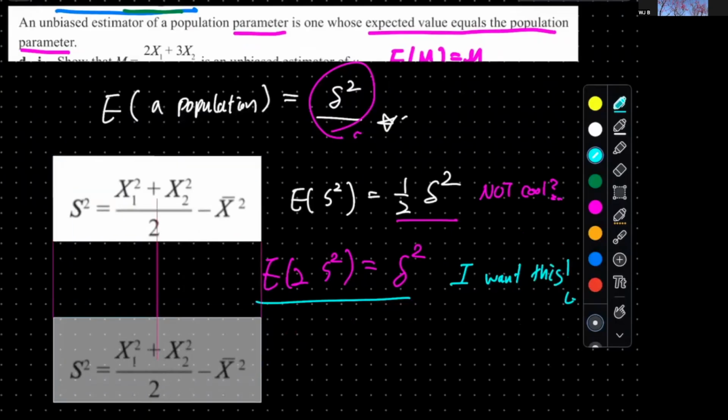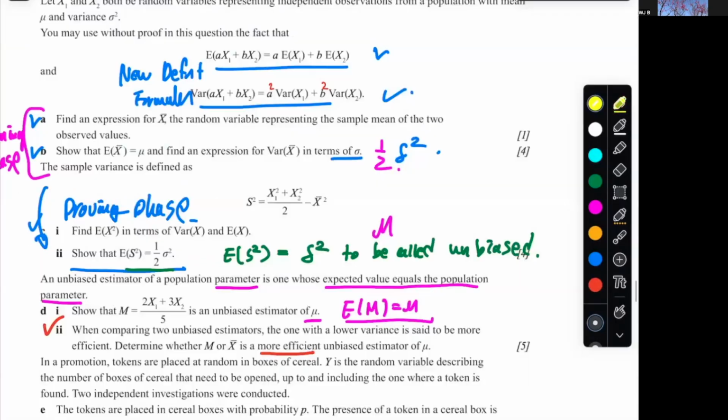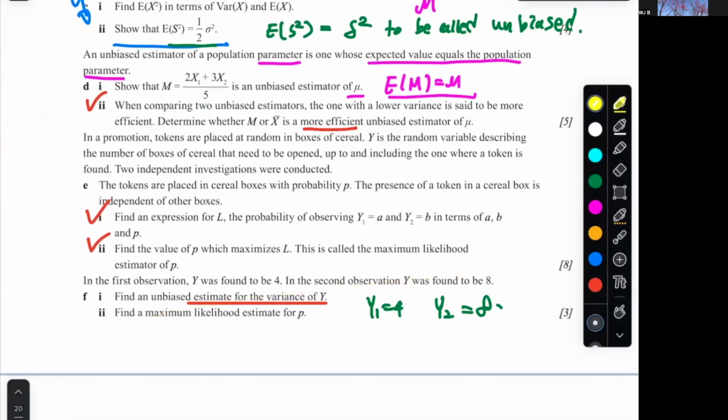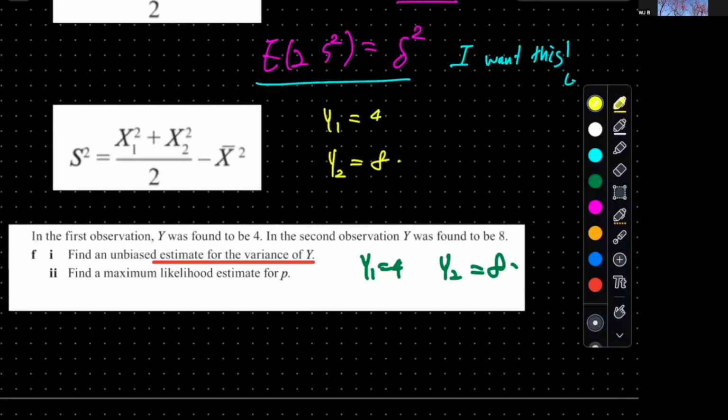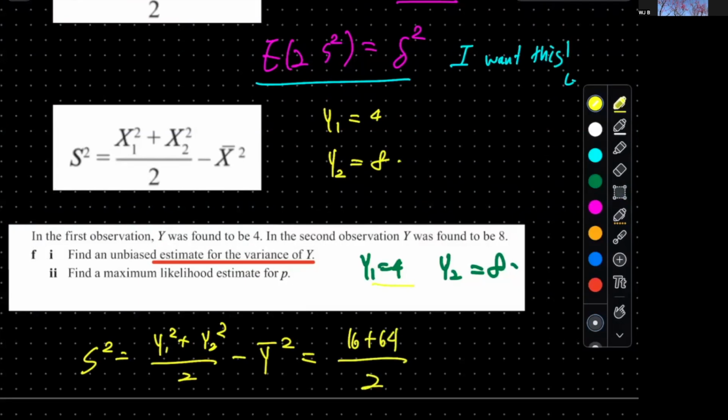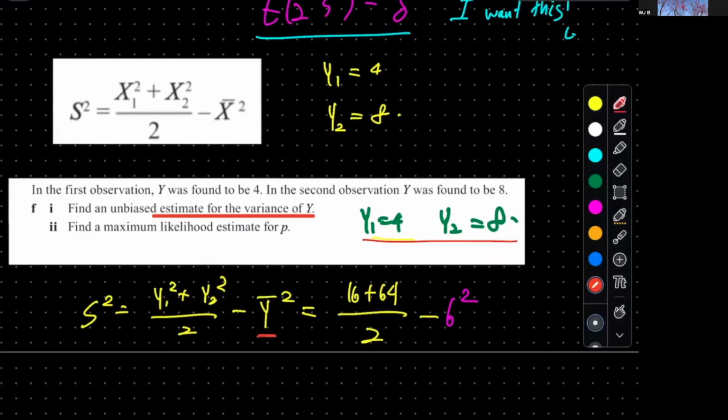But this time, I had my observations y1 and y2, where they were 4 and 8. So what we can do here is S square will be y1 square plus y2 square over 2 minus y bar square, where it's going to be 16 plus 64 over 2. And then y bar square will be the average of these two. So you add them, which is 12, divided by 2 is 6. So you're going to get 6 square. Okay. Then I got 80, and that's 40 minus 36, which is going to be 4.